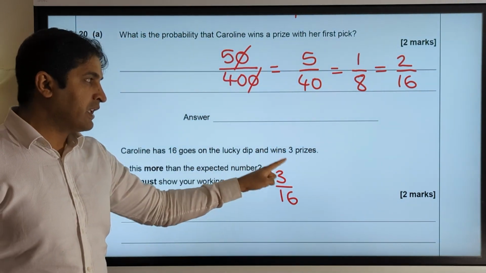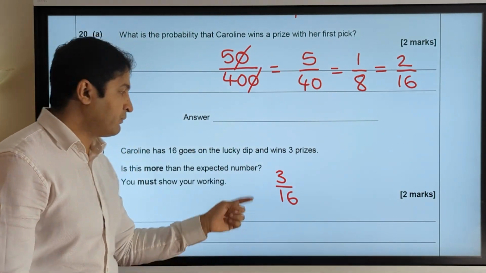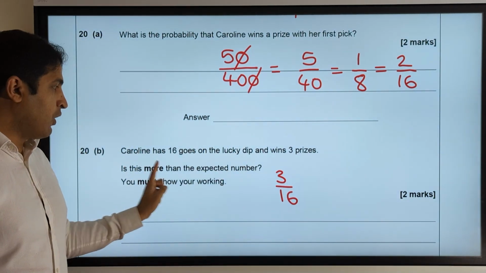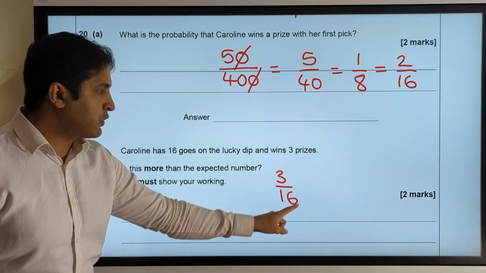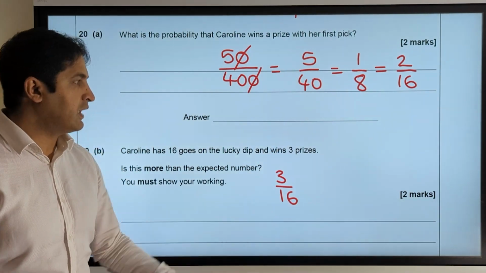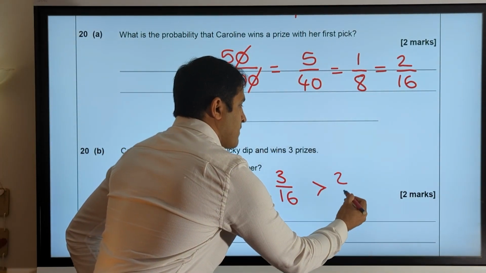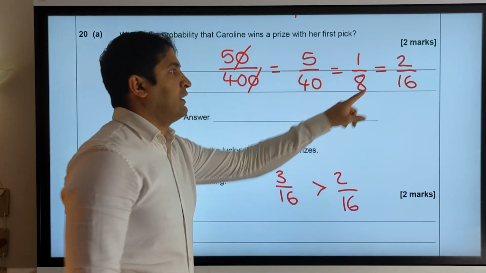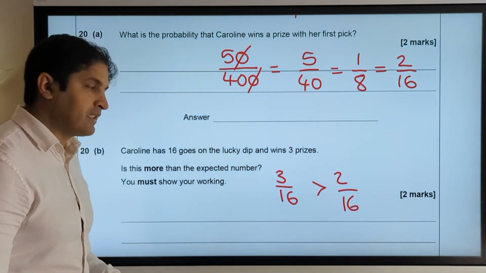But she ended up winning 3 prizes. Remember, that can happen. Okay. So that means she got more than the expected number. She should have won 2 prizes, but she ended up winning 3 prizes. So that's what we needed to say. 3/16 is bigger than 2/16.